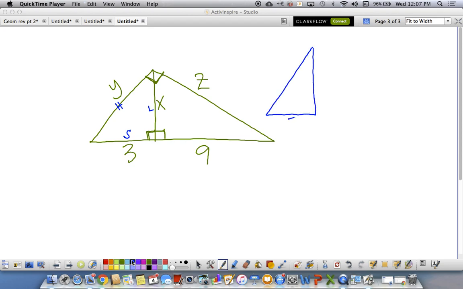So my short is 3, my long is X, and my hypotenuse is Y. Miss Evans, what's the question? Solve for X, Y, and Z. X equals, and then you actually get a number with all of these.